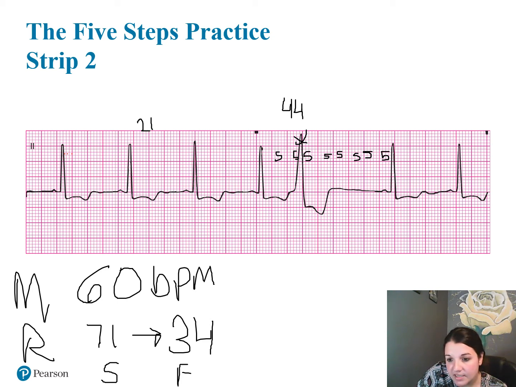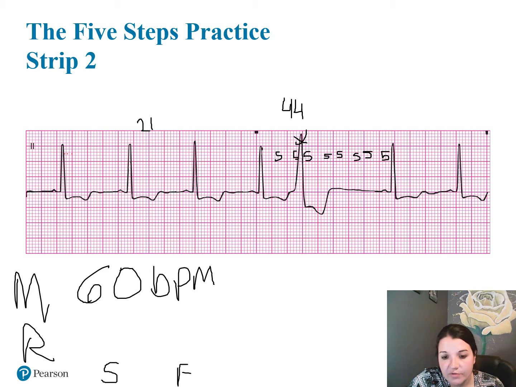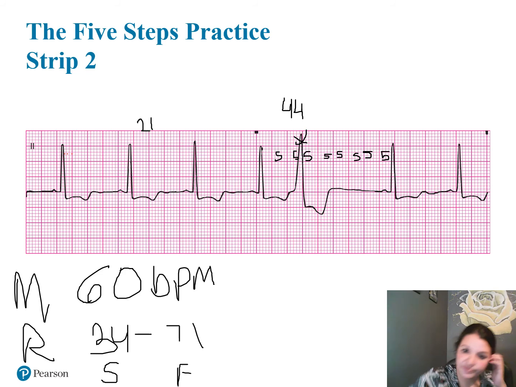And I did do that wrong, and I think I've been doing it wrong the whole time. So retract all the times that I put the bigger number first. It is vice versa. So it should be 34 to 71. 34 to 71. There we go.